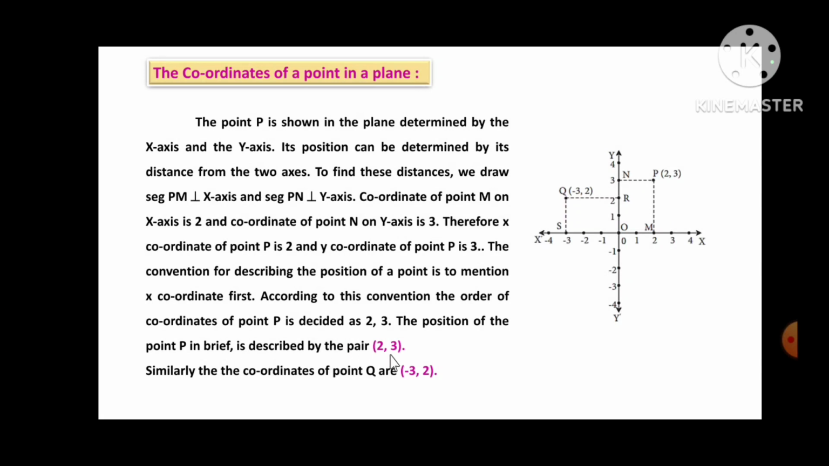Similarly, for the coordinates of point Q, here you can see from Q, QS is the perpendicular drawn on the x-axis and QR is drawn on the y-axis. The foot on the x-axis from QS is -3, and on the y-axis R indicates 2. So the coordinates of the point Q will be (-3, 2), since we write the x coordinate first, which is -3, then the y coordinate, that is 2.